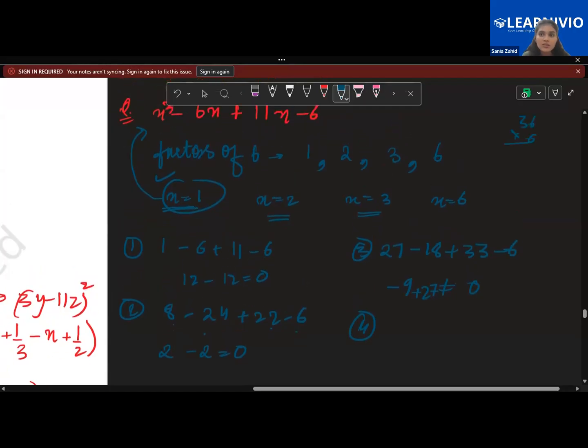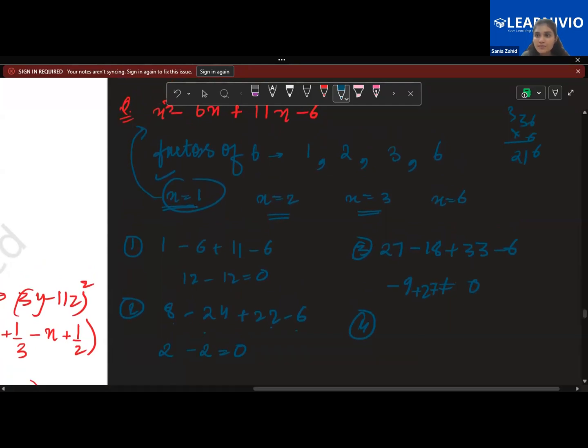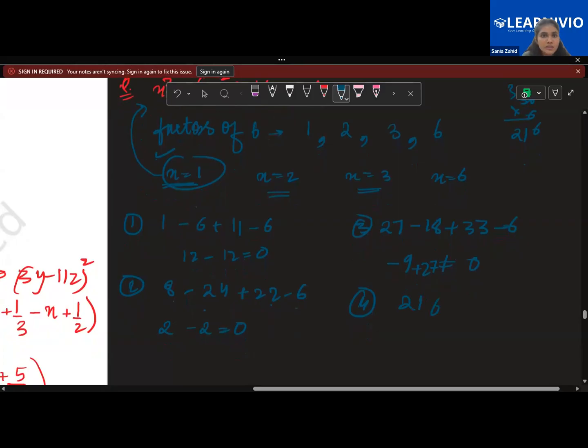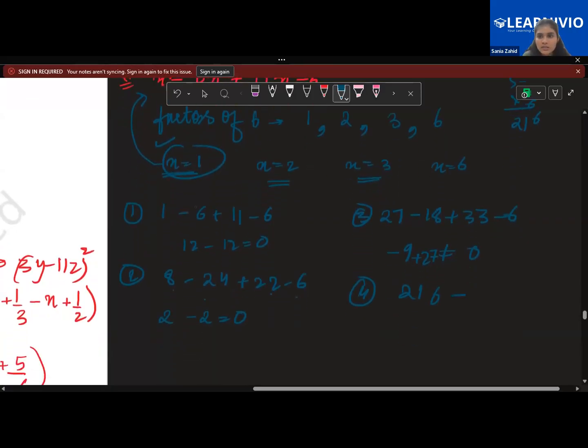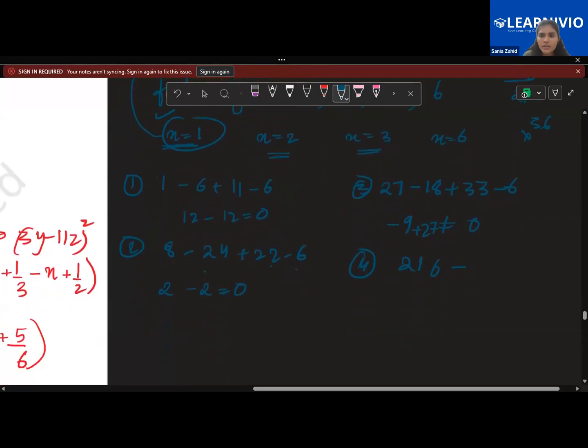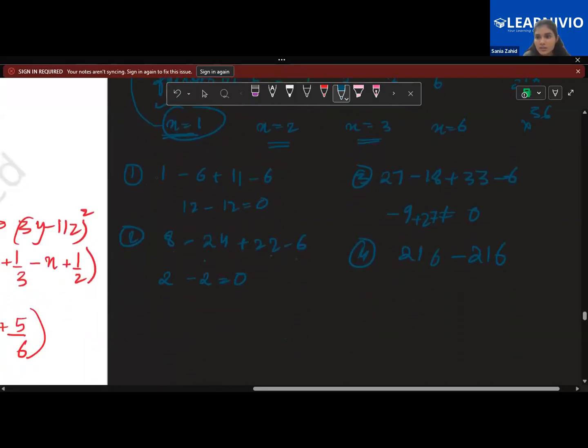36 into 6 is 216. So 216 minus 36 into 6, that is minus 216, and then plus 66 minus 6. So this is also not equal to 0, because this part is 0 and then you get plus 60.